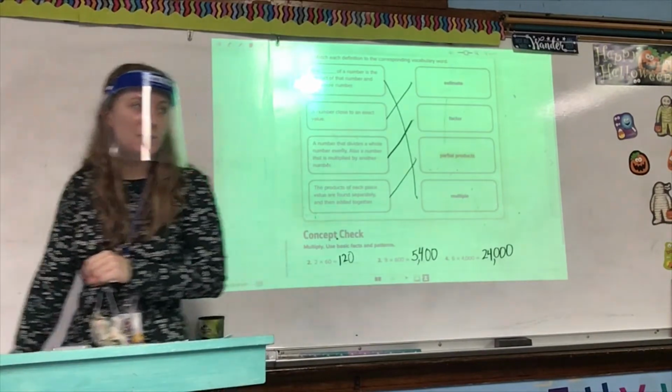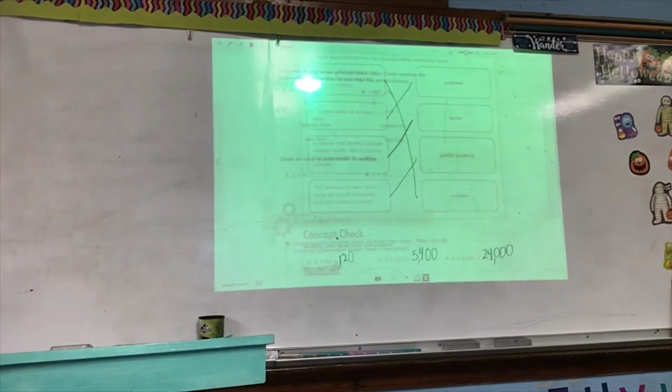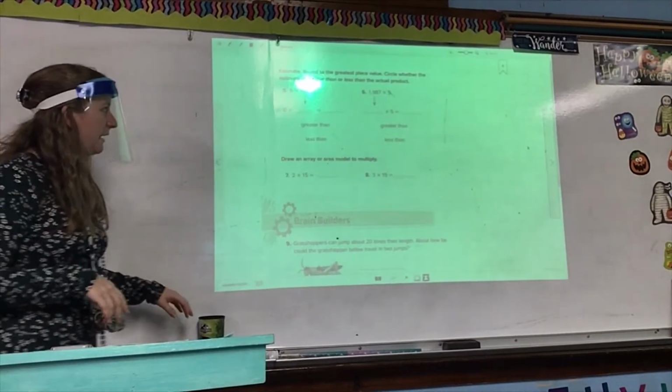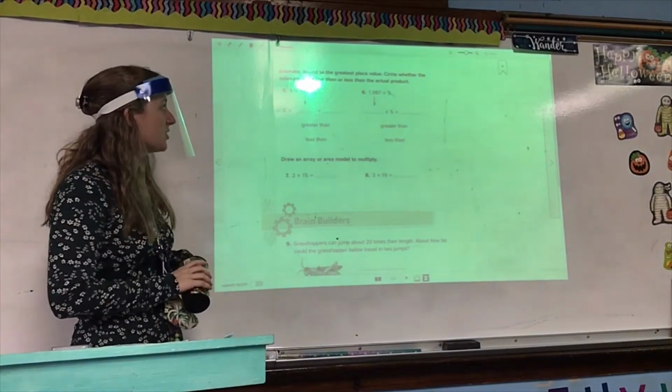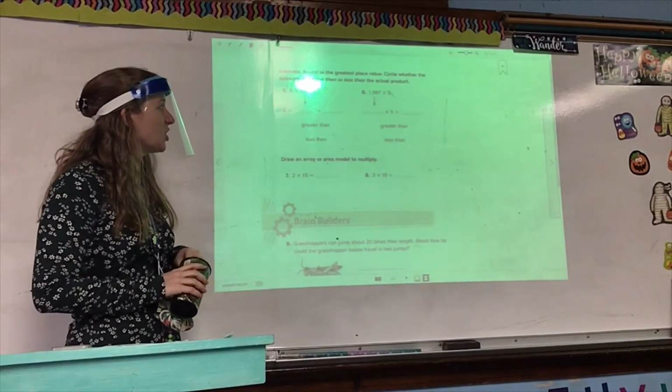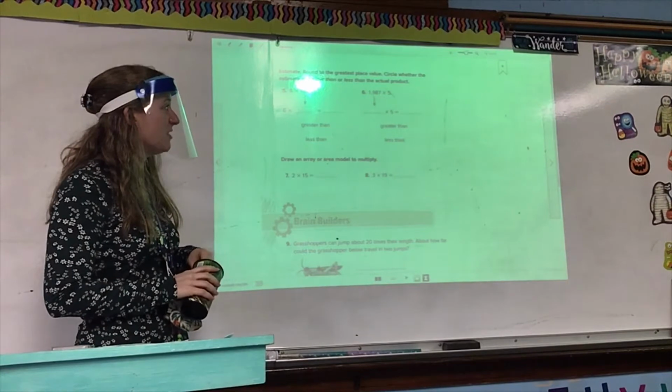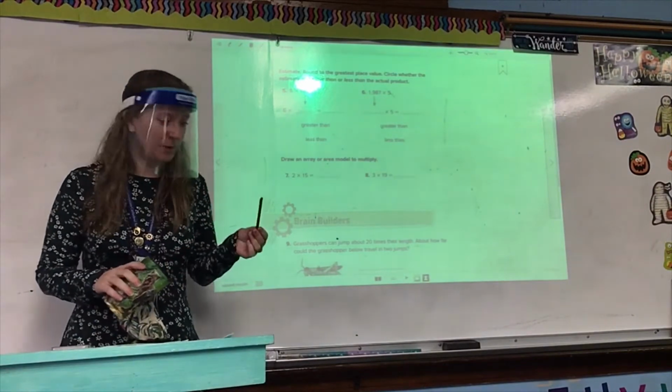Okay, so go ahead, turn to the next page. Helper number two, please sanitize, erase, sanitize. Okay, the directions for numbers 5 and 6 say estimate, round to the greatest place value. Circle whether the estimate is greater than or less than the actual product.